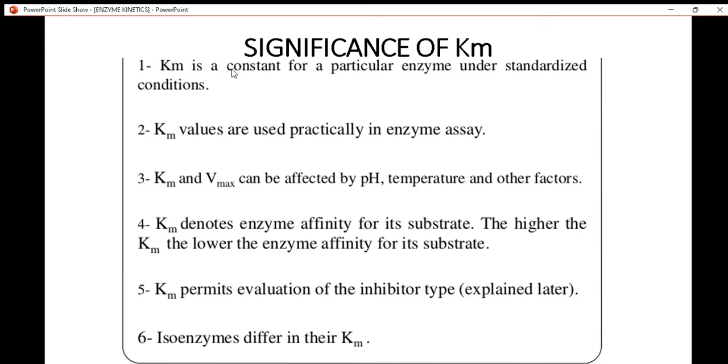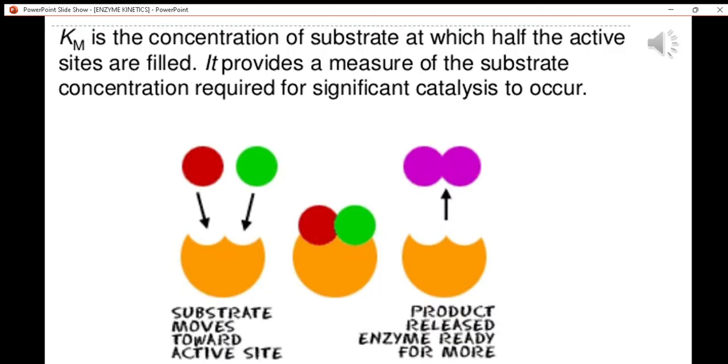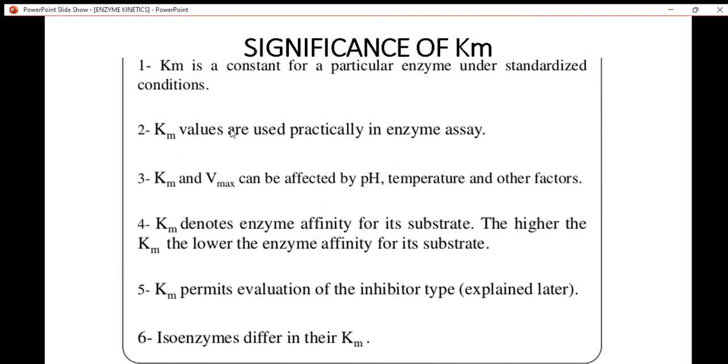What is the significance of the Km value? It is constant for a particular enzyme under a given set of conditions. And these Km values are used in practical work in enzyme assays, etc., to identify how much is the activity of an enzyme. And the Km value and Vmax can be affected by different conditions, for example, pH, temperature, and other factors.